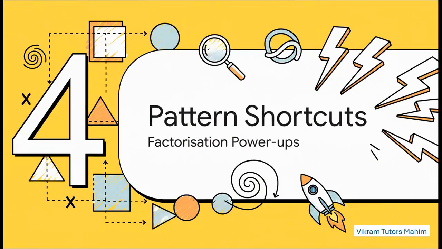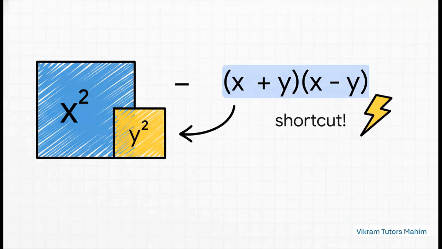Okay, you've got the core methods down. Now it's time for some power-ups. Think of these as your factorization shortcuts. If you can train your brain to spot these special patterns, you can solve some of these problems in an absolute flash. And this first one is an absolute classic, the difference of 2 squares. Anytime you see a perfect square minus another perfect square, you don't even have to think about it. You can just slap this formula right on it, and you're done.